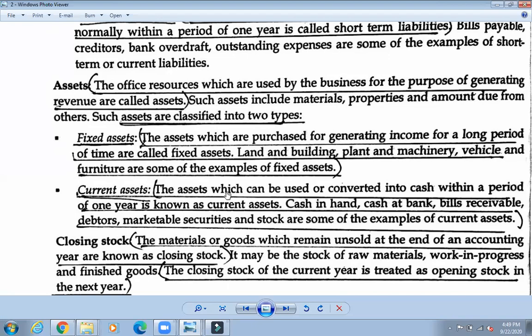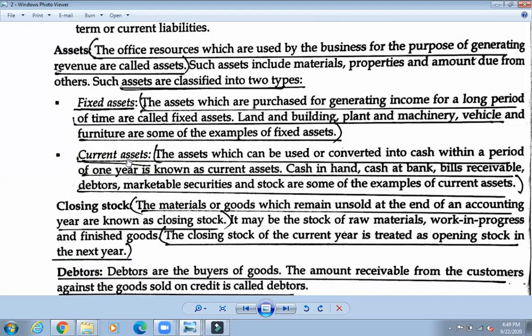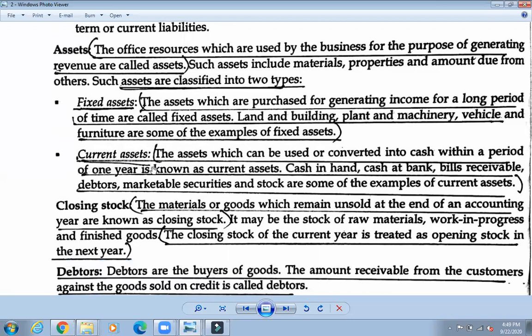So next one is current assets. Current assets means those assets which are used currently. Okay, if you use it in a short time, that's called current assets. So assets which can be used or converted into cash within a short period of time. They can be converted easily, they can be sold easily. Then that is called the current assets.